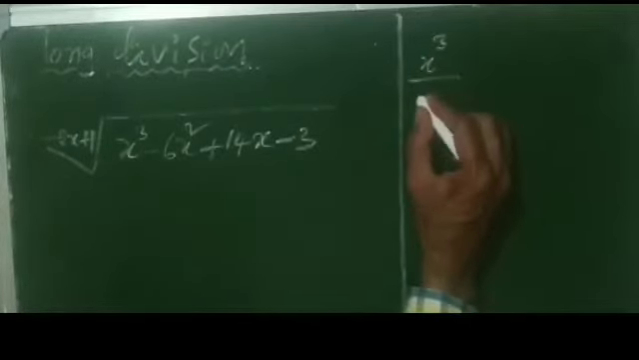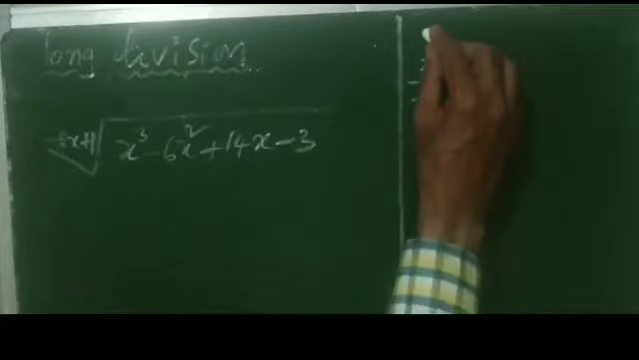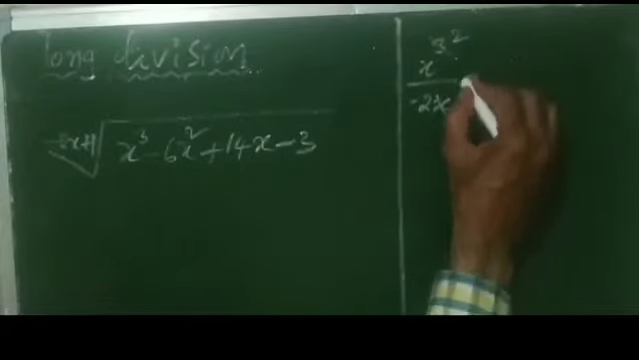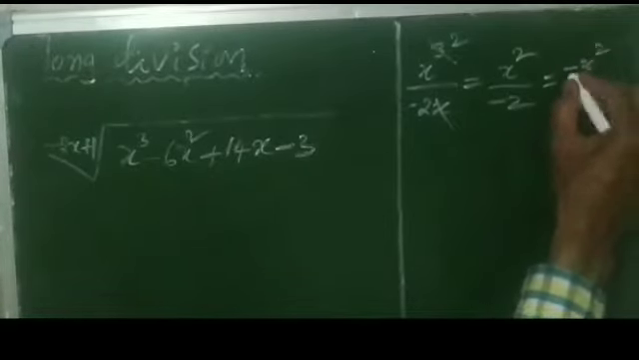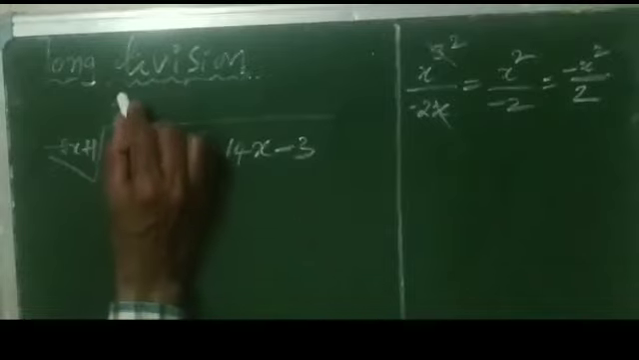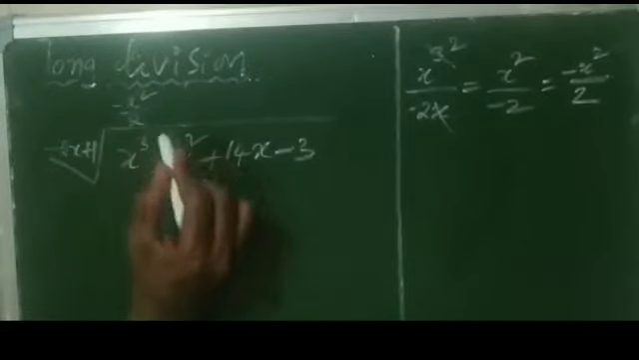Let us check it in long division also. Let us see long division for the same problem. Now the divisor is minus 2x plus 1 and the dividend is x cube minus 6x square plus 14x minus 3. Now what is the first term in the dividend part? X cube. I write here x cube. And what is the first term of the divisor? Minus 2x. So dividing both terms, I get x square by minus 2, so minus x square by 2. In the quotient part I write minus x square by 2.